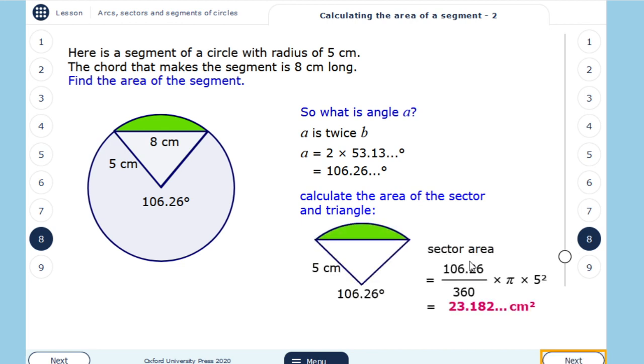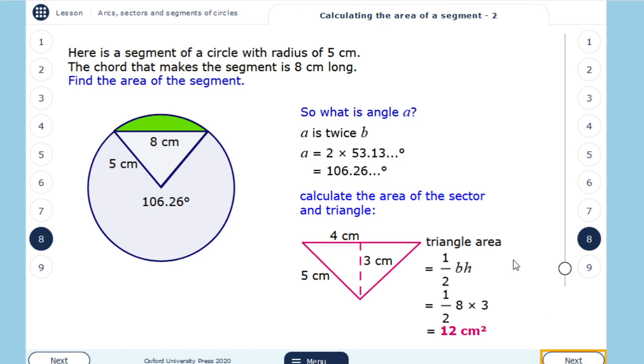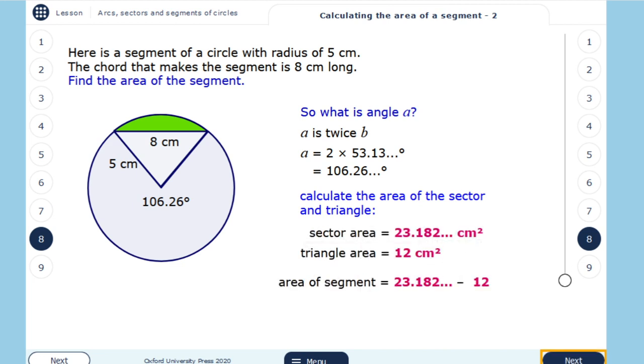The area of the sector will be 106 degrees over 360 of the circle times pi times r squared, which is 23.182. The triangle, it's base times height over 2, which is 12 centimeters squared. And the area of the segment will be, if I remove from the sector the area of the triangle, the answer.